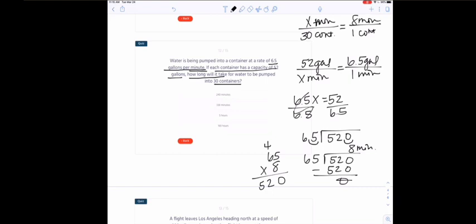So I can plug that in over here now. 8 minutes to do one container. So now, let's cross multiply this original equation here. 1 times x is x. And 30 times 8. 8 times 0, 0. 8 times 3, 24. 240 minutes. There it is. Okay, I hope you got it.